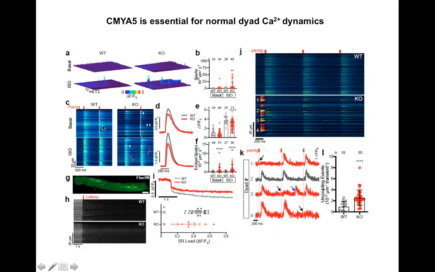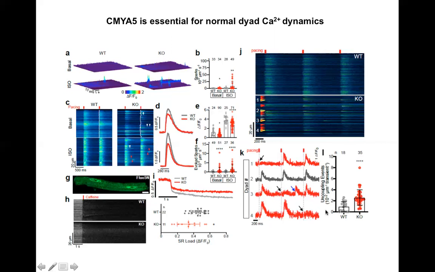If we analyzed these dyads one by one, we could see more details. So here is an example. As you can see, there are 3 pacing events and 4 dyads. Number 2 dyad is well coupled to the pacing. However, the other dyads, 1, 3, and 4, missed 1 or more beats or had delayed activation. So on average, the uncoupling events were more frequent in the knockout cardiomyocytes.